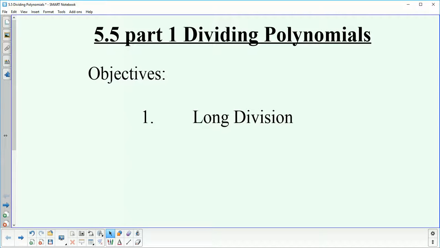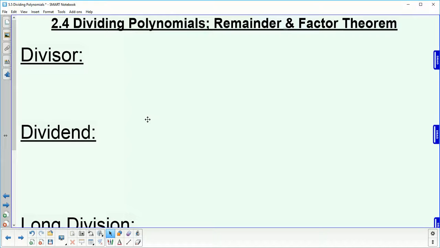Okay, Common Core Algebra 2. So we are now looking at Chapter 5, Section 5, Part 1, long dividing polynomials. Really, in this one, we're going to have one objective. We're going to do long division, which is a lot like the long division you did as a kid.